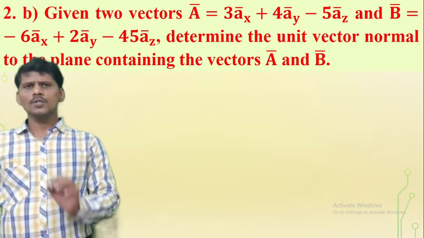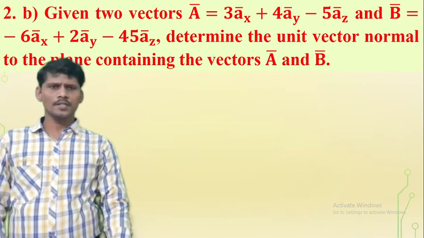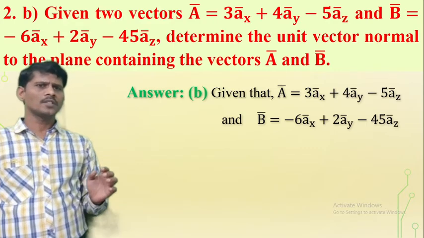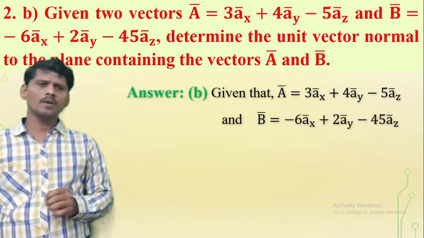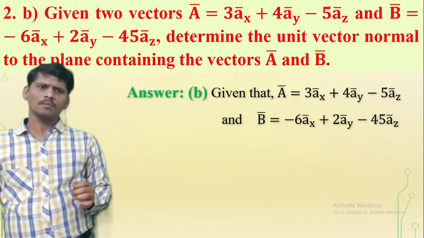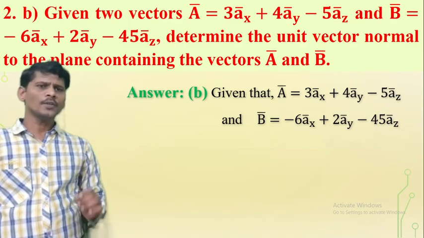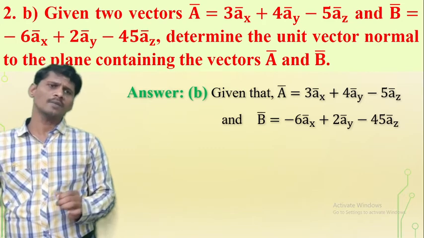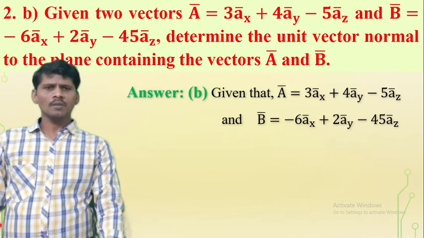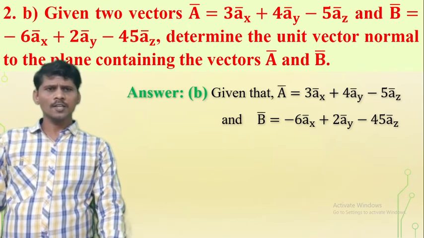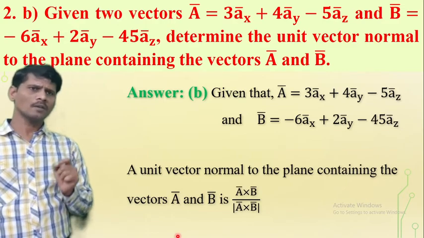Next, coming to question number 2b. Given that there are two vectors, capital A bar is equal to 3a_x bar plus 4a_y bar minus 5a_z bar, and the vector B bar is equal to minus 6a_x bar plus 2a_y bar minus 45a_z bar. Calculate the unit vector normal to the plane containing the vectors A bar and B bar. We know that the unit vector normal to the plane containing the vectors A bar and B bar is A bar cross B bar by magnitude of A bar cross B bar.